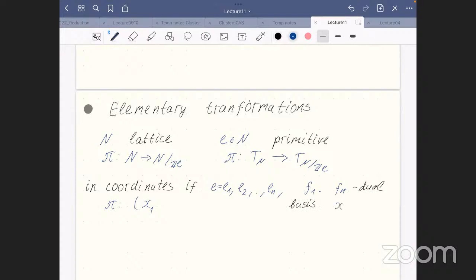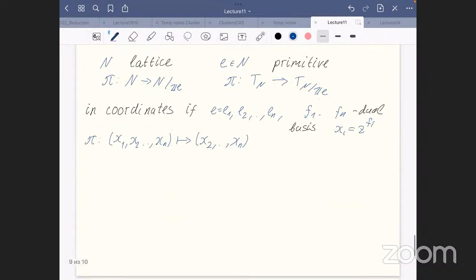I denote by xi the corresponding function, then the P_i x is defined as follows. It just forgets the first coordinate. Okay.